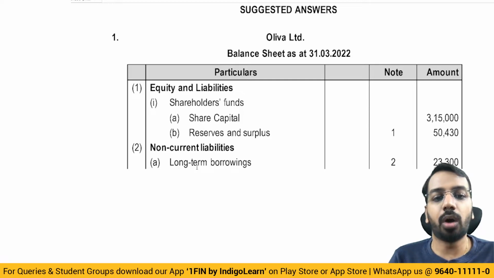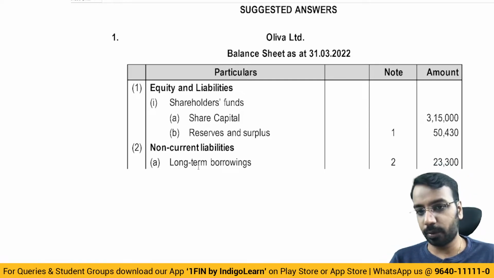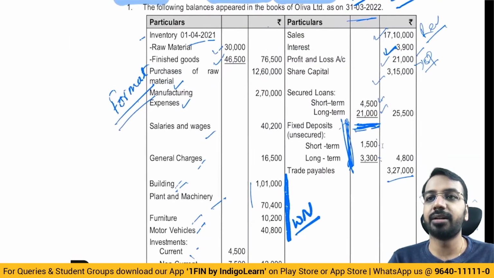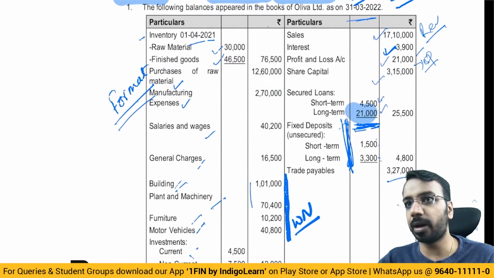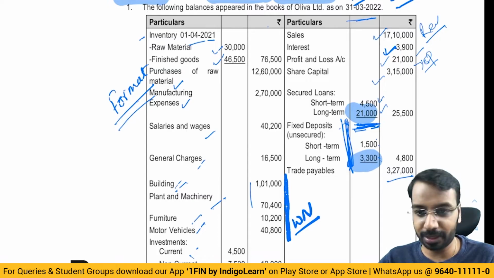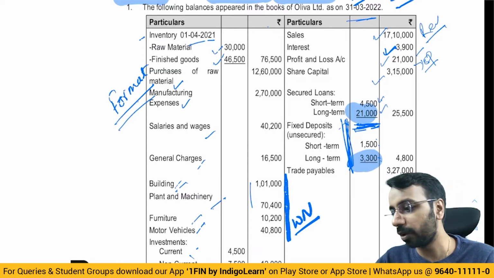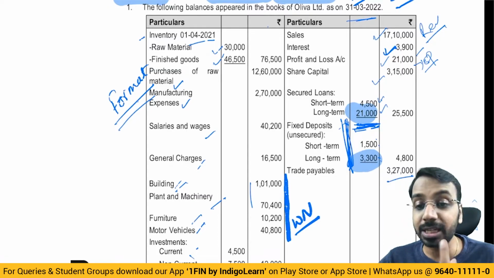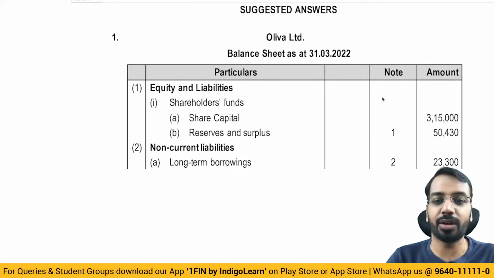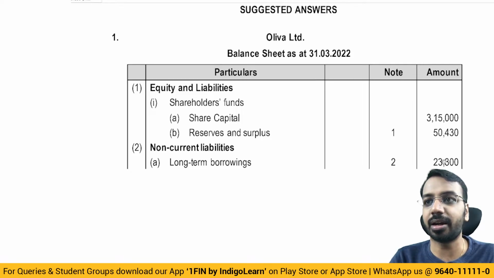Then non-current liabilities, long-term borrowings. Now 23,300. If you look at the question, here you have 21,000, right? How did we get 23,300 here? See, 21,000 here, then 3,300 of long-term public deposit. So these are borrowings, right? 21 plus 3,300 minus 1,000. So 21 plus 3 is 24, minus 1 is 23. So that is how we have got 23,300 here.